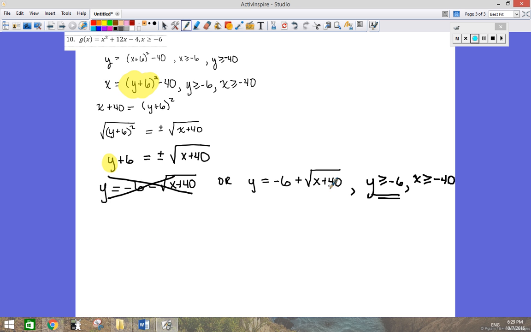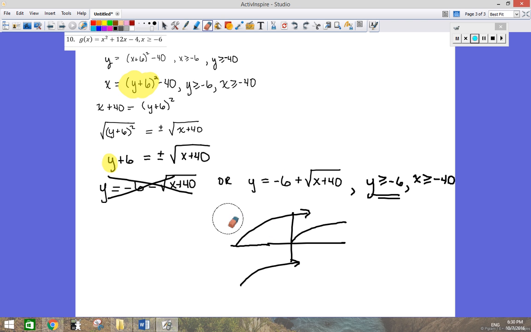So now, when I think about what that graph looks like, the square root of x looks like this. The plus 40 is going to be a shift to the left, 40 units, and the minus 6, if I move it after there, is a shift 6 units down. Hey, that passes the horizontal line test. Remember, I knew that this inverse was not only going to be a function, but it was going to be a one-to-one function because they are inverses of each other.